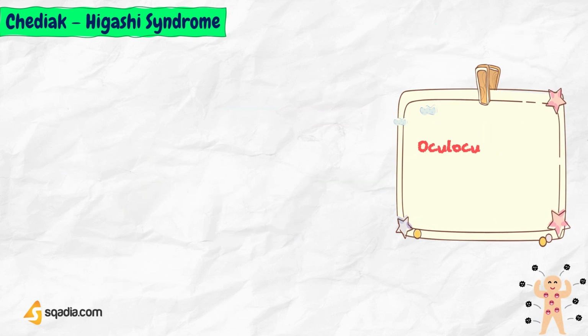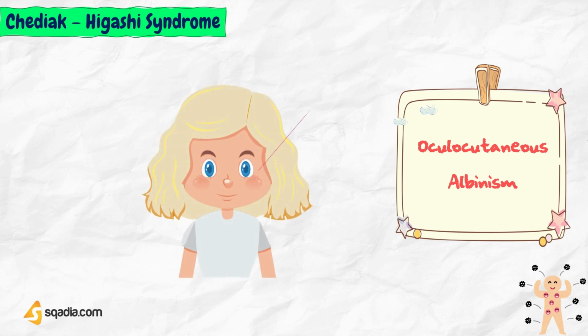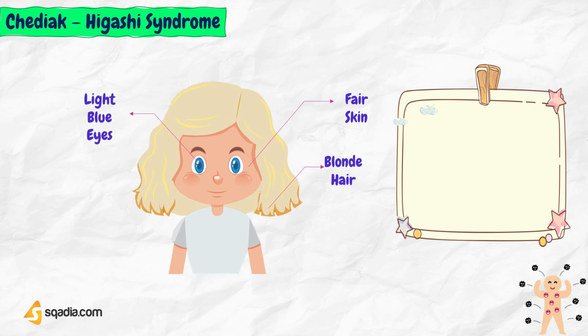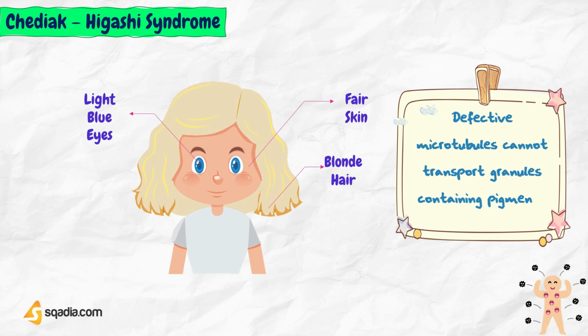And the clincher for this condition is something called oculocutaneous albinism. The children have fair skin, blonde hair, and light blue eyes. The reason for this is that granules containing pigments in cells are transferred through microtubules, and since these are defective, they cannot be transported.